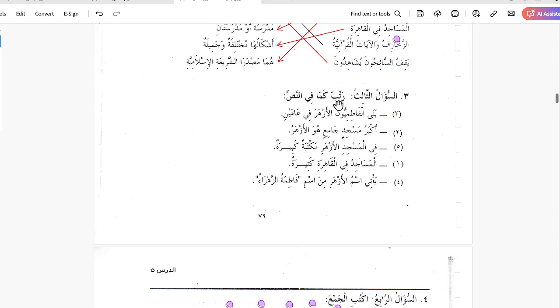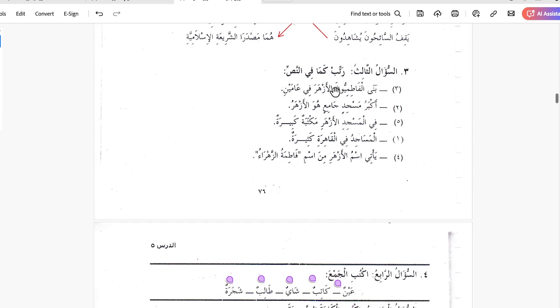Question number 3, Rattib kama fin nasi, put in order, and we have studied above, so I have already put the order. So this should be number 1. Al masajidu fil kahirati kasiratun. There are many mosques in Cairo. Number 2 is akbaru masjidin jami'in huwa al azharu. The biggest Jami mosque is Al Azhar mosque. Number 3 is bana fatimiyuna al azhara fi amaini. The Fatimids built Al Azhar in 2 years.